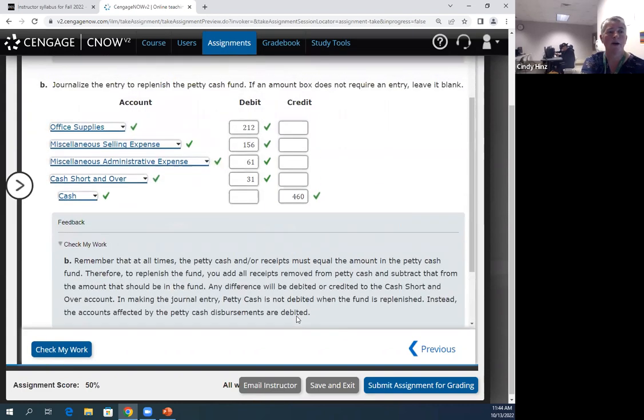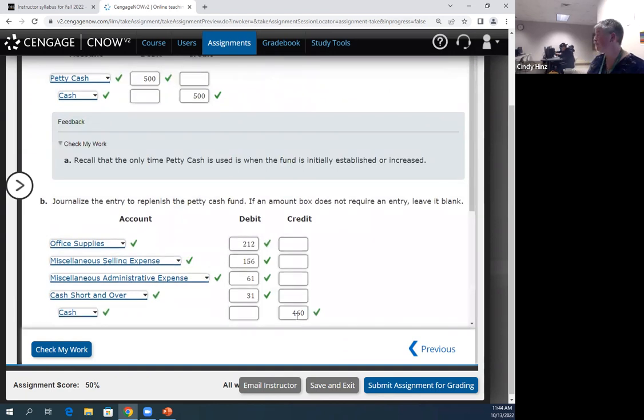Any questions about the use of petty cash funds? Everybody's good?